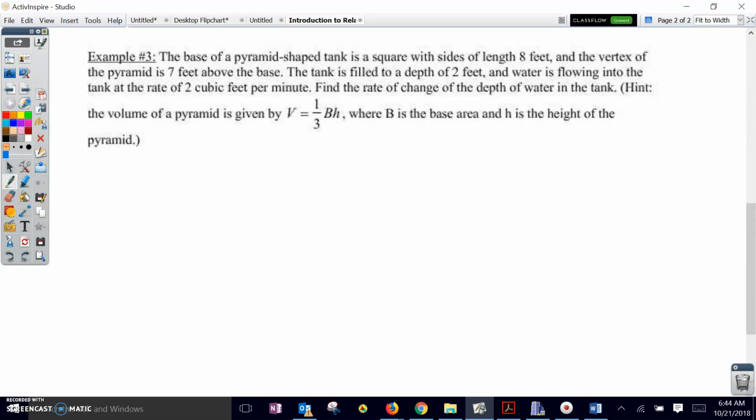Alright, welcome back everybody. In this video we're going to look at the last example from the Introduction to Related Rates problem. And example 3 looks like this.